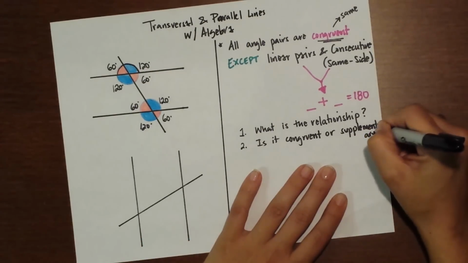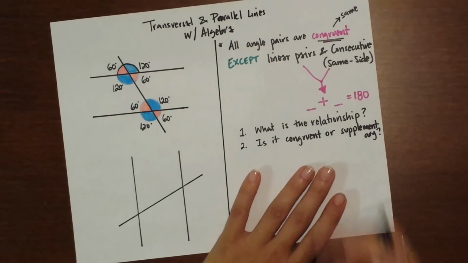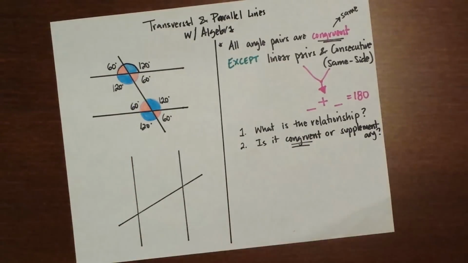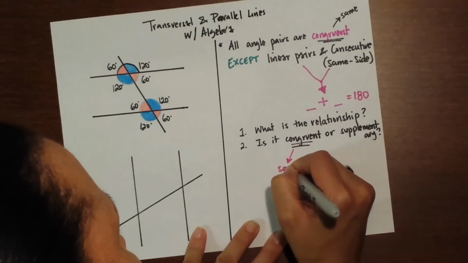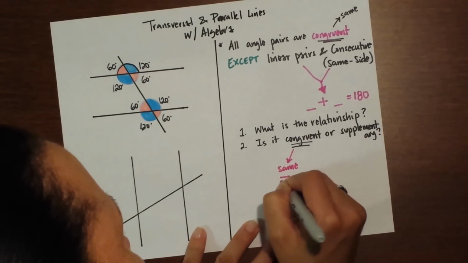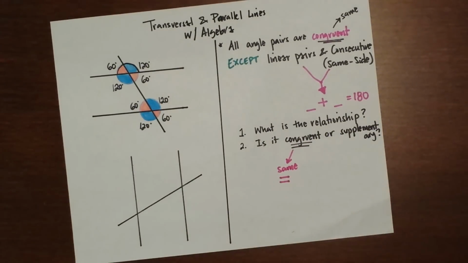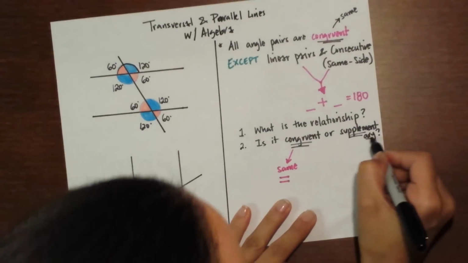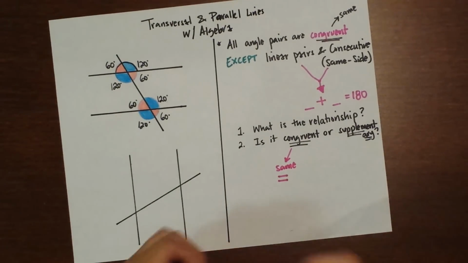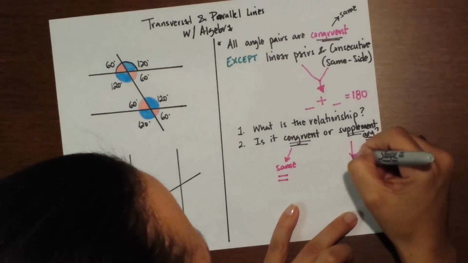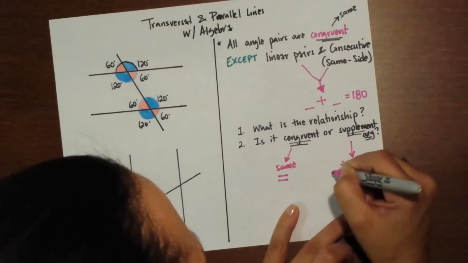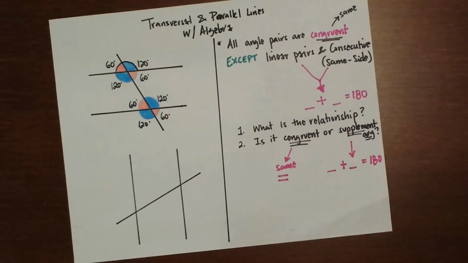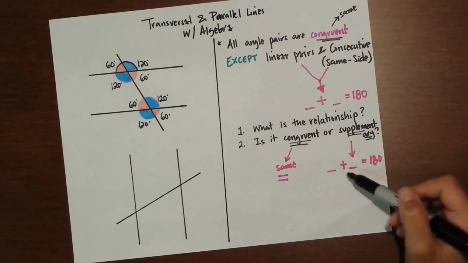Supplementary. Is it congruent or supplementary? Remember, what does the word congruent mean? Congruent means the same. In other words, equal. What does the word supplementary mean? It means that you're going to add them together, and they're going to give you 180. All right, so once you know what it is, ask yourself, is it congruent or supplementary?